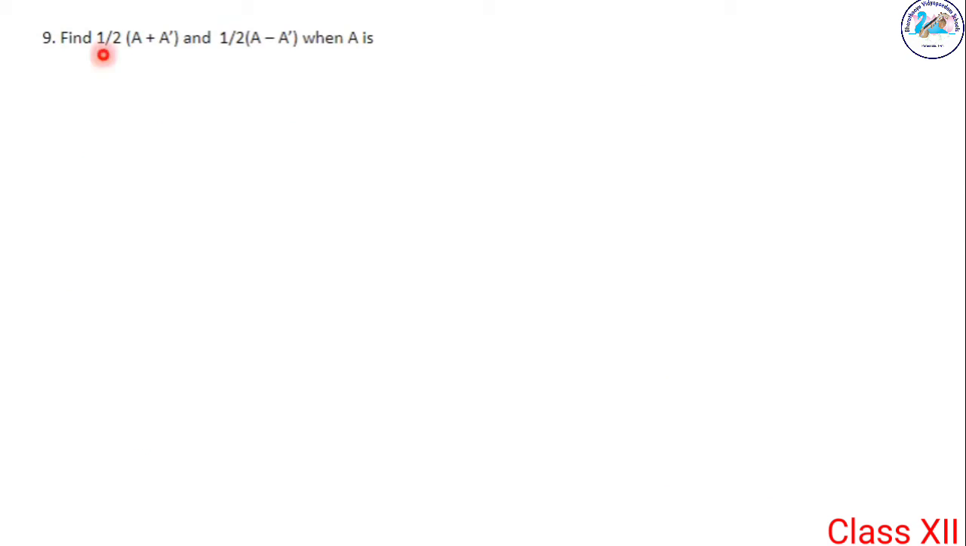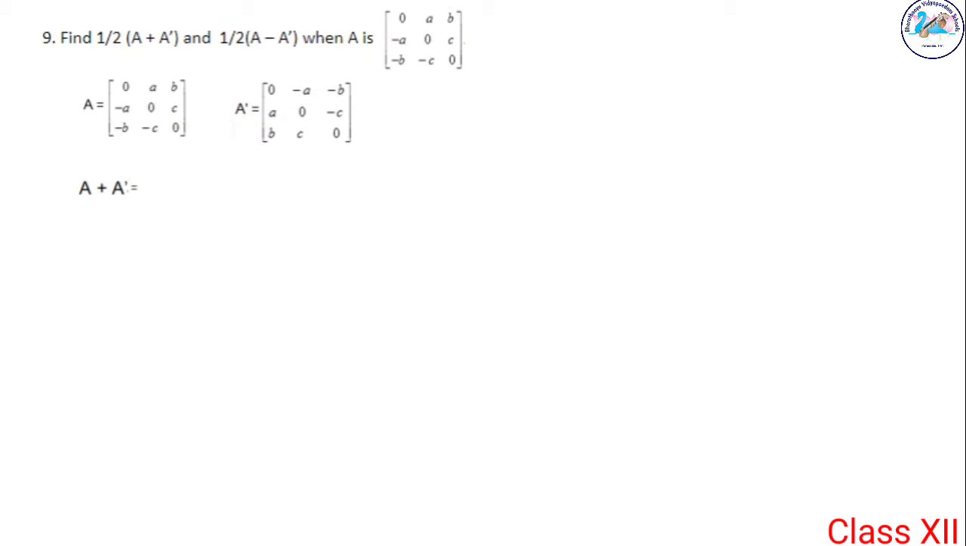Find 1 by 2 into (A plus A transpose) and 1 by 2 into (A minus A transpose) when A is this matrix, there is a 3 by 3 matrix. As before, we have to copy down A, same matrix, then we have to go for A transpose. The row 0 a b will come here as column. Same way, interchange the row and column, we will get the A transpose.